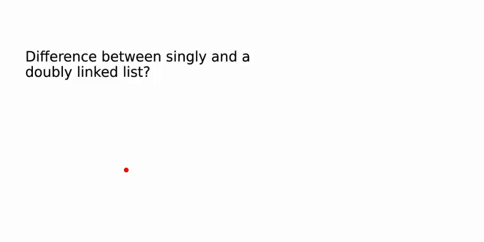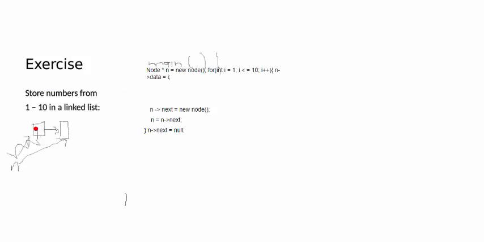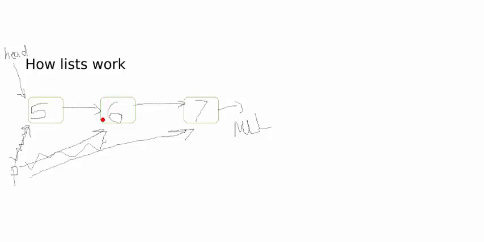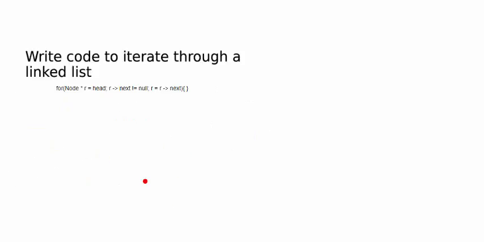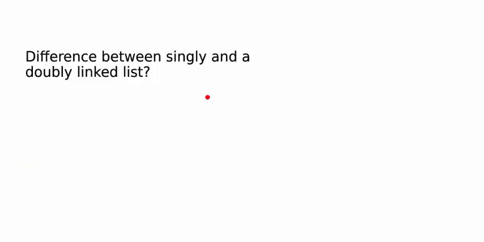Now we will learn about the difference between a singly and a doubly linked list. As we learned, in a singly linked list we have just one pointer that points to the next location in memory. The difference in a doubly linked list is that there's also a pointer, previous, that points to the previous node. For the implementation, we will have another node pointer, previous, for a doubly linked list. So that's the major difference: in a doubly linked list we can iterate back and forth, but in a singly linked list we can only iterate forward.